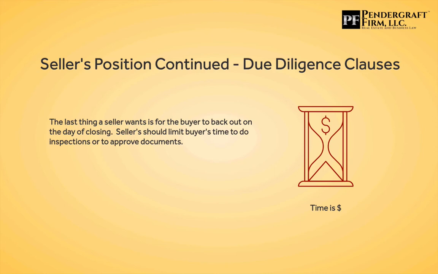Seller's position, continued. The last thing a seller wants is for a buyer to back out on the day of closing. So sellers should limit the buyer's time to do their inspections or to approve documents such as leases and condominiums. You want to limit the amount of time that a buyer can do their due diligence. Otherwise, they could back out at the last minute.